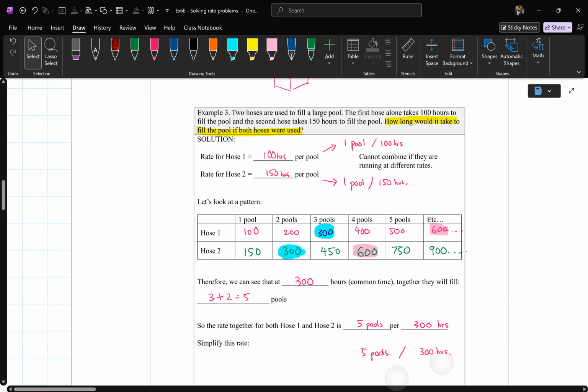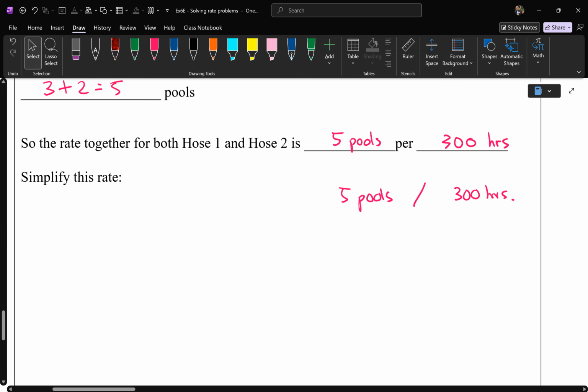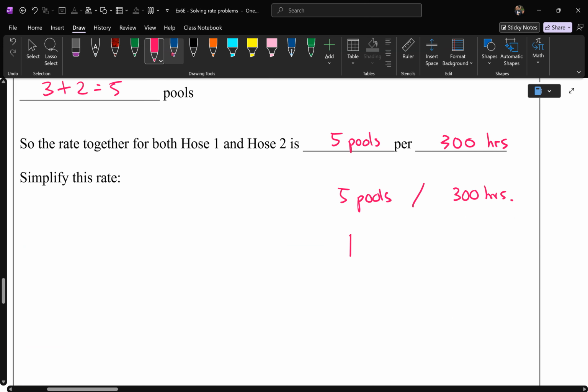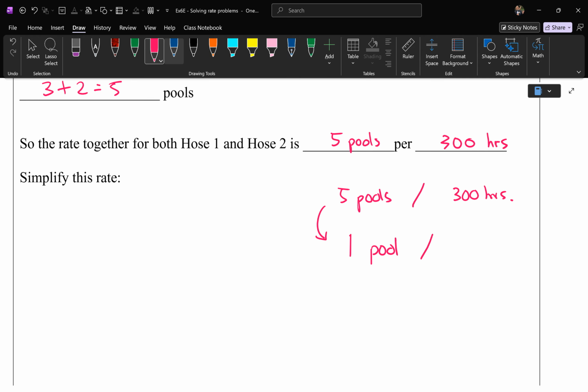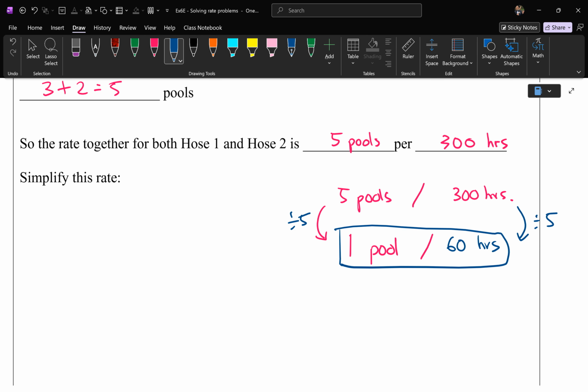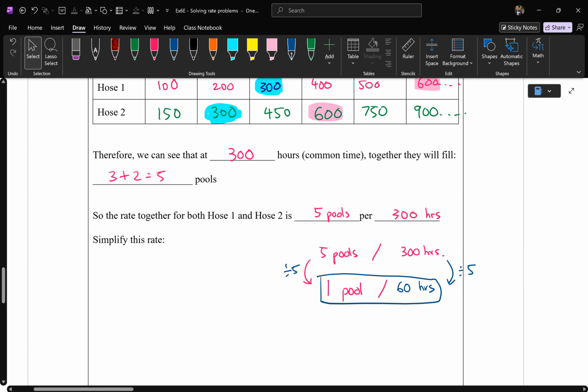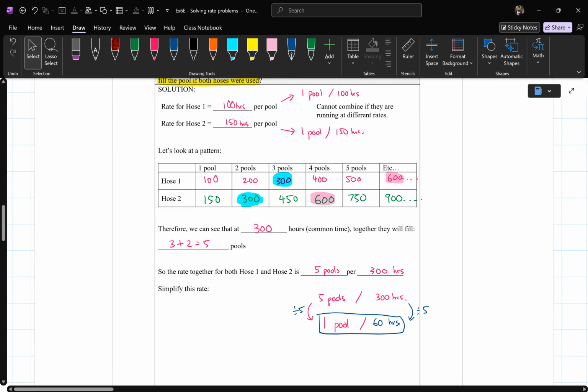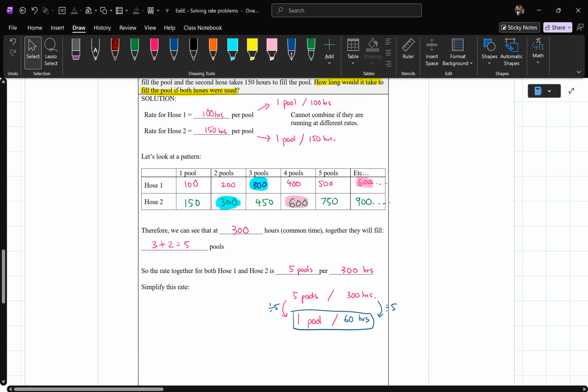If you want to know how long it takes per pool, okay? Actually, what did it ask? It said, how long would it take to fill one pool. So if I want 1 pool, how do I go from 5 down to 1? Divide by 5. But whatever you do to one side, you do to the other. So 300 hours divided by 5 gives you 60 hours. So now you know the combined rate should take you 60 hours. Now, that is the most intuitive way to answer that type of question. So my guided notes is to help remind you if you happen to see those kind of problems.